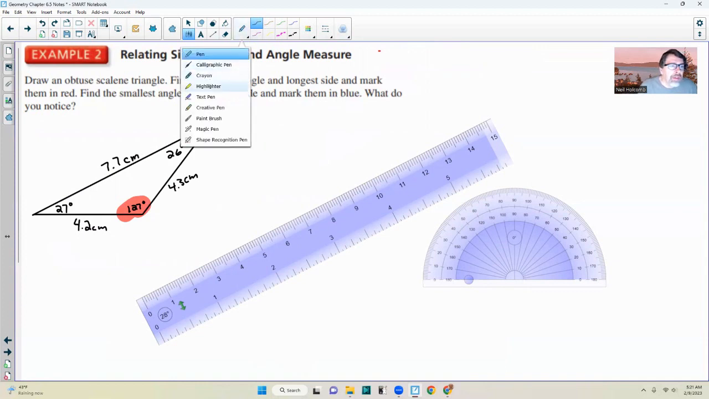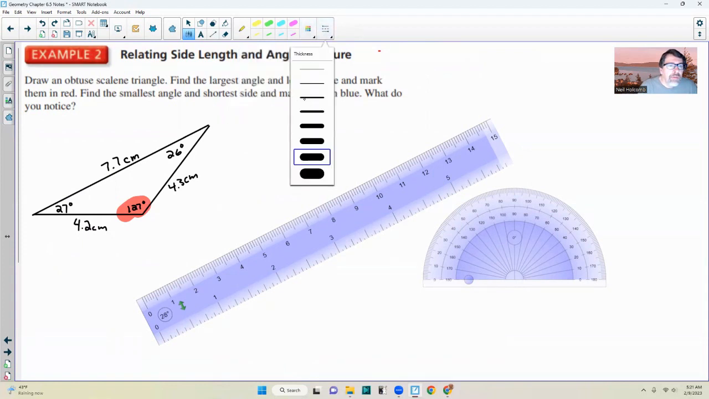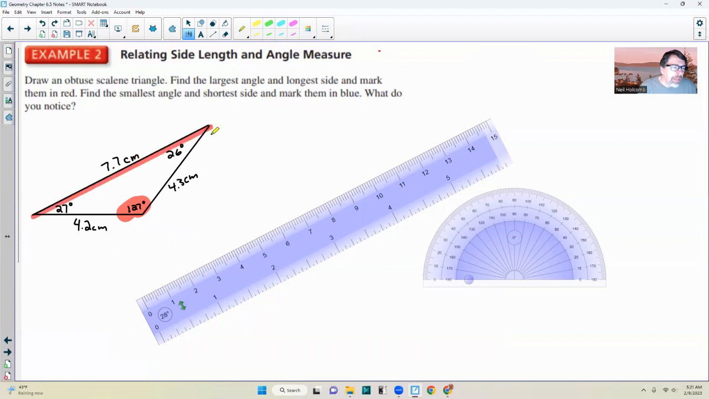Okay, and then it says to mark the longest side in red. And there it is. Whoops. Okay. So that was the first thing they wanted us to do. It said to find the longest side and the largest angle and mark them in red. Then it says to draw an obtuse scaling triangle and find the smallest angle and the shortest side. So let's do that again.